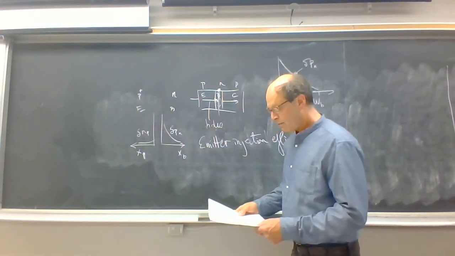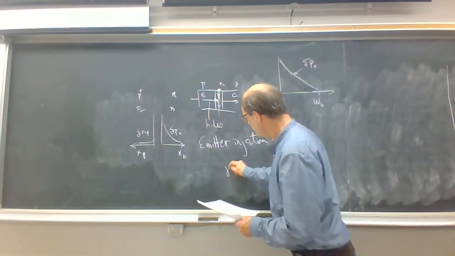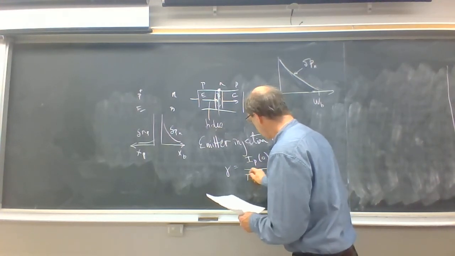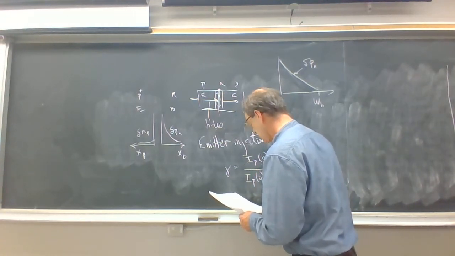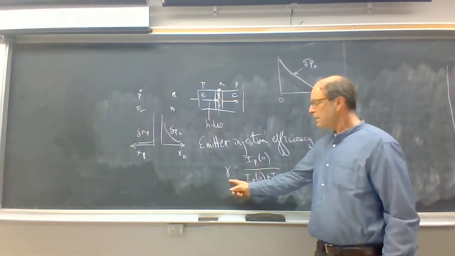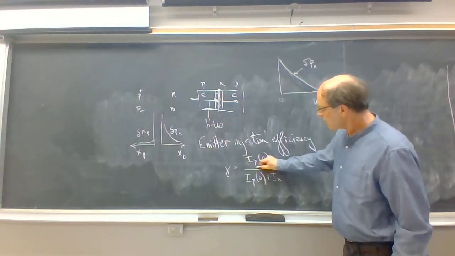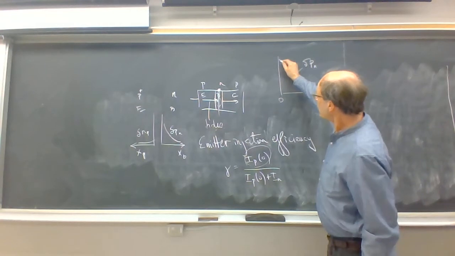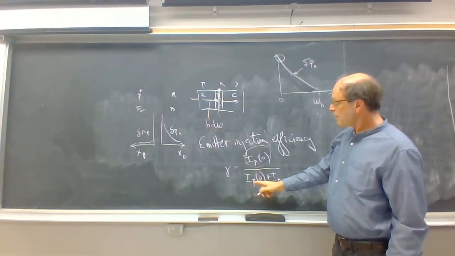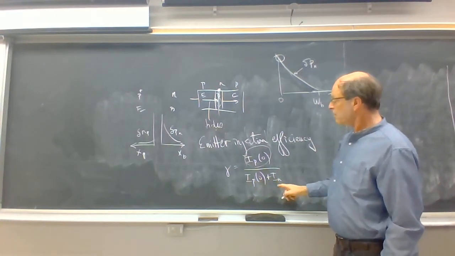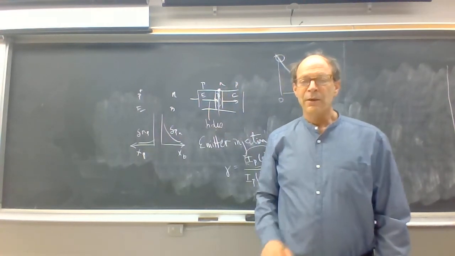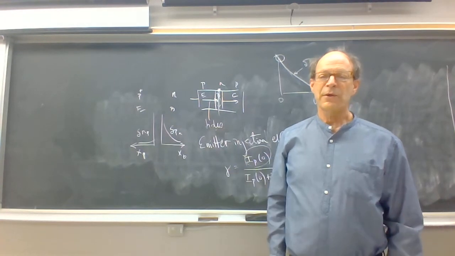And so we define the emitter injection efficiency gamma that equals I_P of 0 divided by I_P of 0 plus I sub n. So what this means is the emitter injection efficiency is the injection of holes, the hole current at 0, which is defined by the slope at the beginning of the base, divided by the hole current at 0 plus the electron current, which represents electrons being injected into the emitter. So that should be, again, as close to 1 as possible.